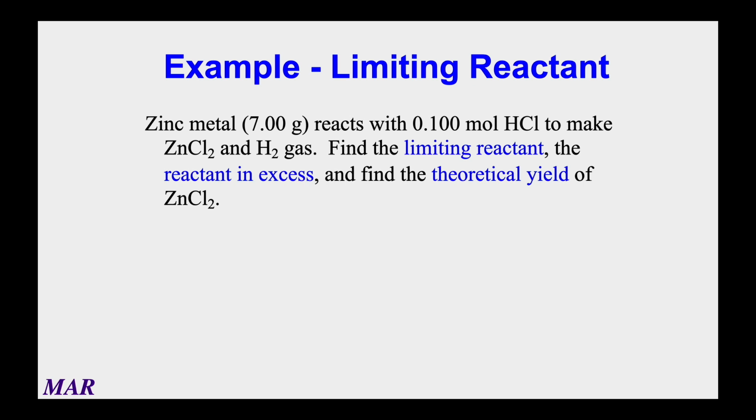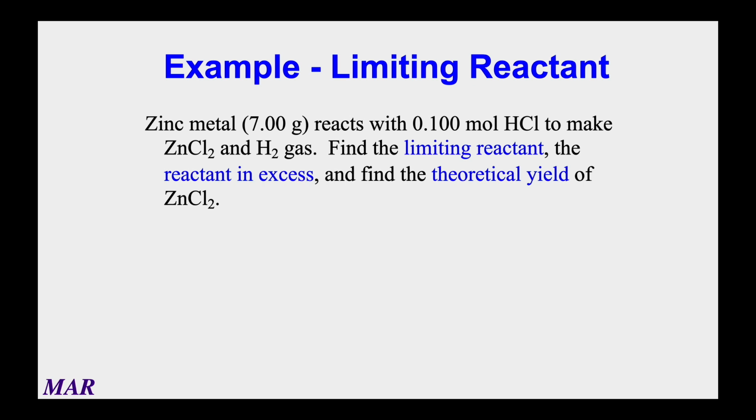Here's an example of how this works out. Zinc metal, let's say we have 7.00 grams with it. We're reacting it with 0.100 moles of hydrochloric acid, HCl. And in the process, we end up making zinc chloride, ZnCl2. Zinc is a positive 2 metal on the stairs, and chloride's negative 1. And we also make hydrogen gas, another one of the 7 diatomics. Let's find the limiting reactant, the reactant in excess, and calculate the theoretical yield of zinc chloride.